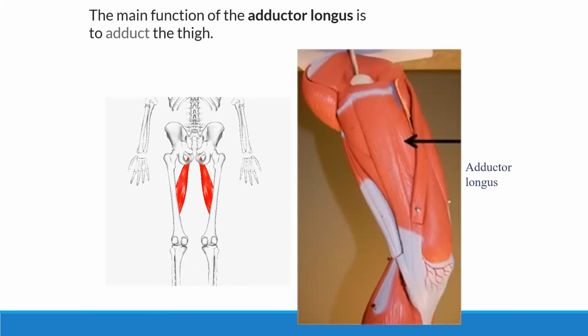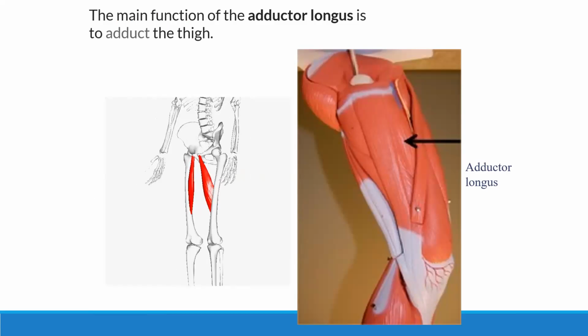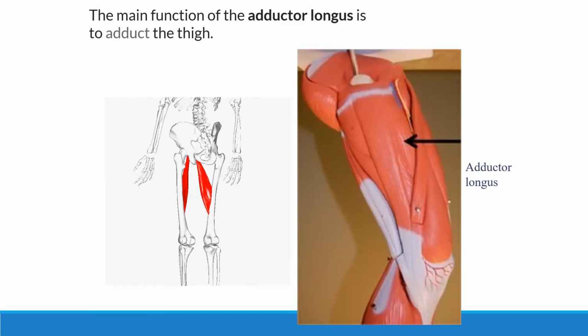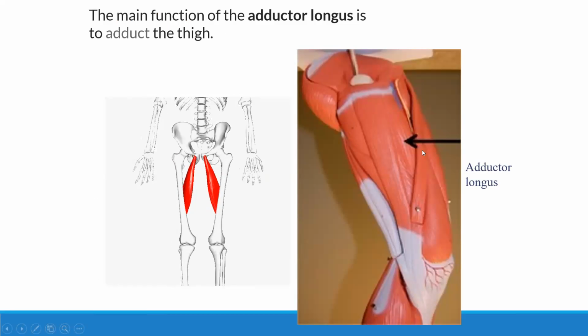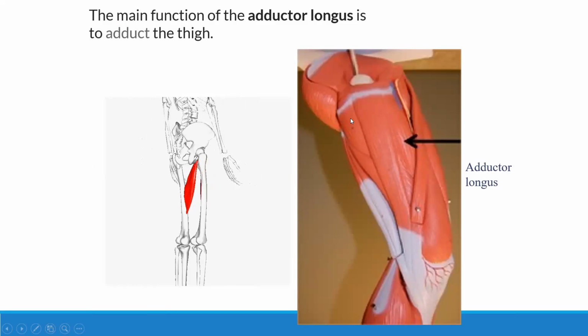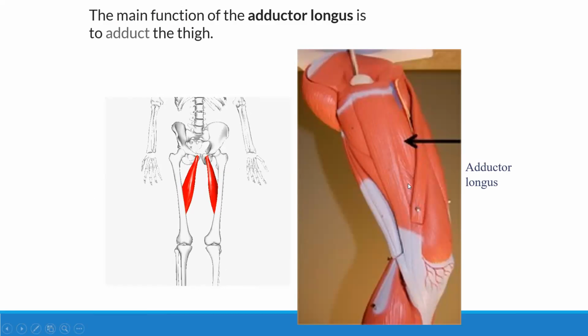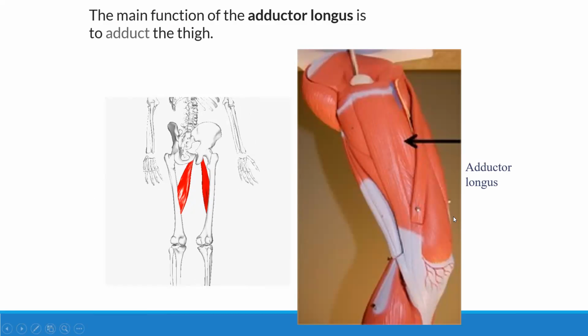The adductor longus adducts the thigh, brings the thigh in closer to the body, but we just need to identify it. There's the adductor longus. It runs underneath the sartorius. There's the adductor magnus over here, and it runs underneath the gracilis from here to here.